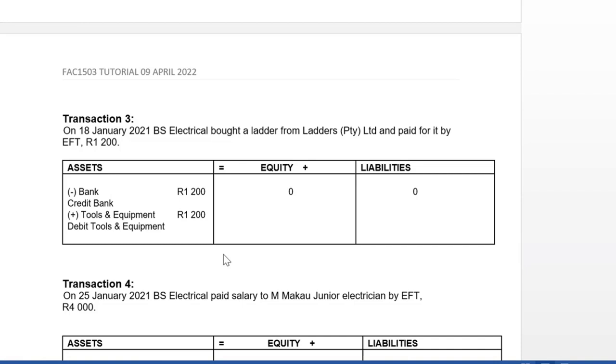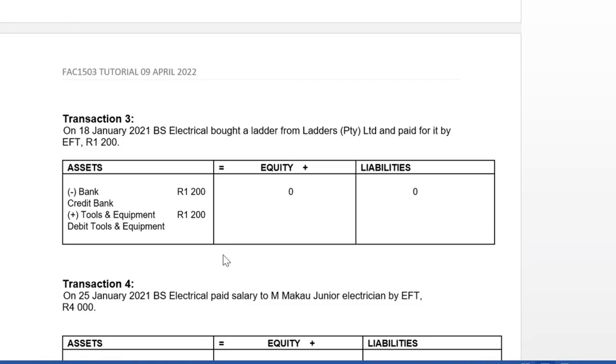So can you see a minus and a plus, the effect is zero. Equals equity plus liability, both on the other side are zero. Can you see that this equation also balances? It balances. So minus 1,200 plus 1,200, the effect is zero. And then it equals zero, because for equity there's nothing, and for liability there's nothing.